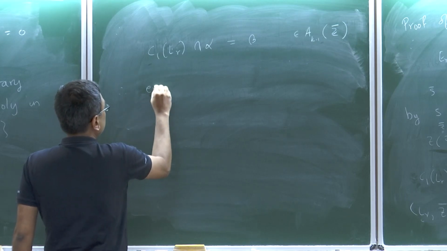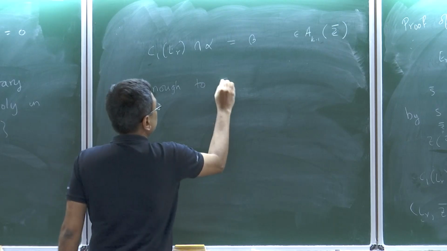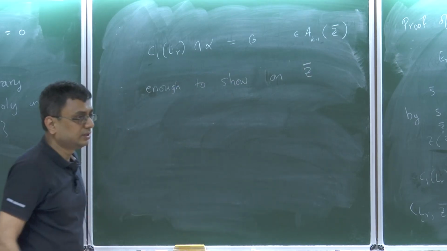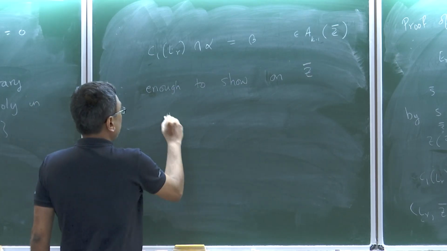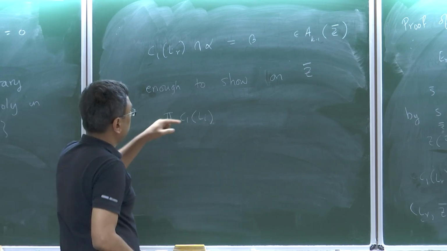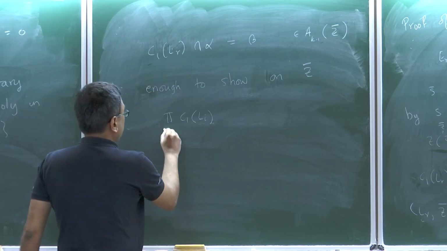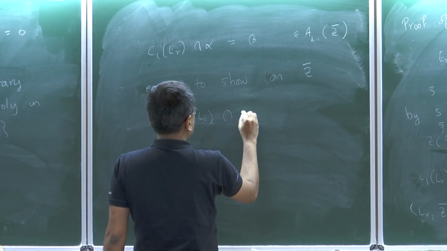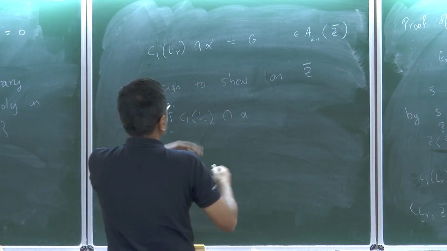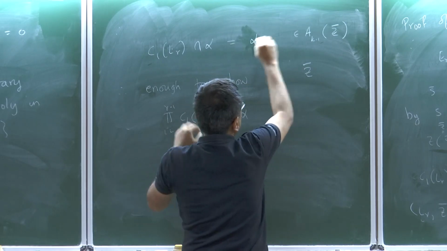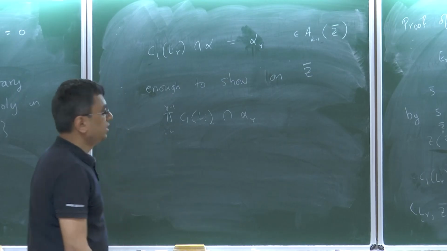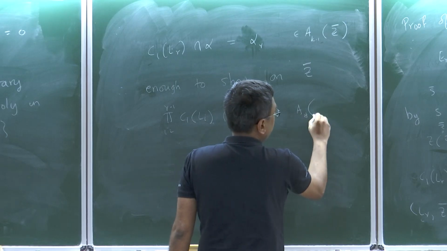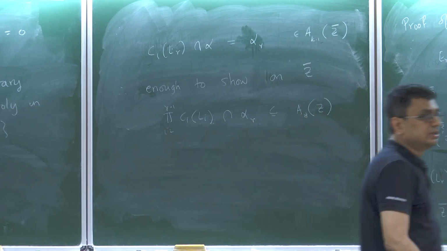So now it is enough to show that on Z bar, the product of C1 of Li, now that LR has been taken care of, for i equal to 1 to r minus 1, this cap alpha, no, sorry, I want to give this some name. Let's call it alpha r. So this cap alpha r, it is enough to show that this belongs to a cycle in Z. Z is my original zero locus of the section.